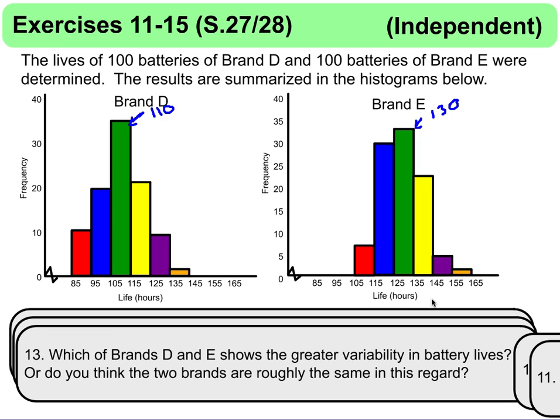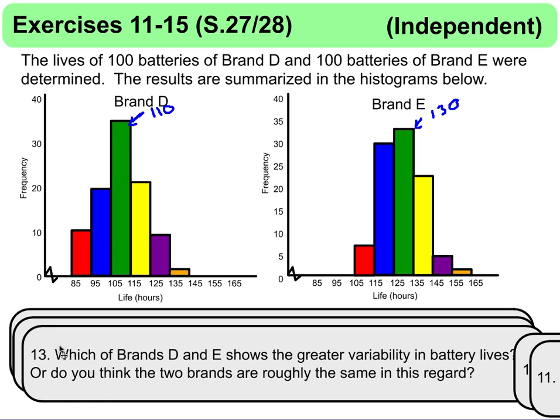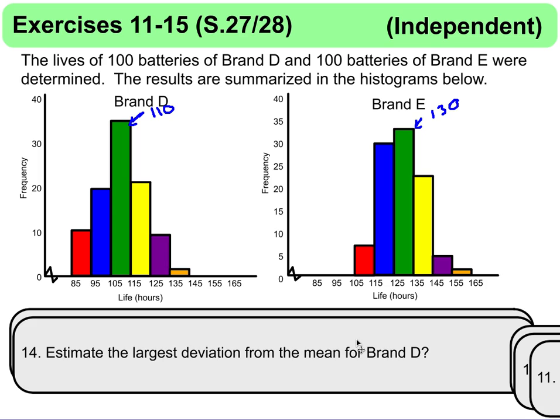And so when you look at it, it's kind of the same shape here, roughly the same shape there. So the students might argue that the two brands have roughly the same variability. There's not much of a difference overall between the two brands in variability. Number 14, estimate the largest deviation from the mean of brand D. And so if we look at this, the largest one on here, while it's an estimate, is somewhere right around 143. So if we were to do 143 minus 110, that would end up equaling 33 hours. That would be our largest deviation.